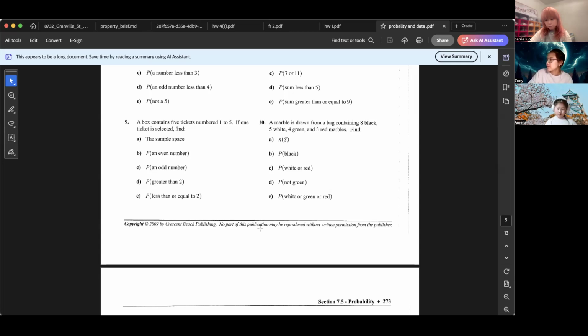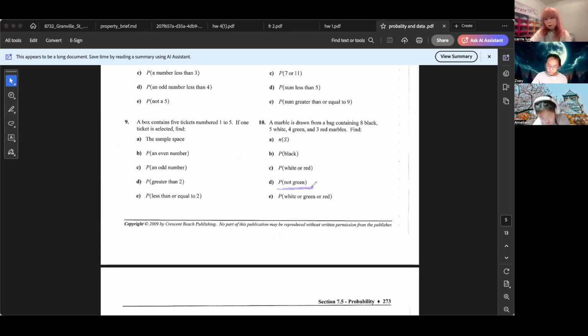40%, 2/5. Yeah. Amelia, did you simplify it? Oh, I did simplify it. I forgot. Yeah, I knew you didn't simplify. Okay, white or red, Amelia? So for C, I got 8 over 20, which is also 2 over 5. Okay. Zoe, did you get the same answer? Same. Okay, number D, Zoe.